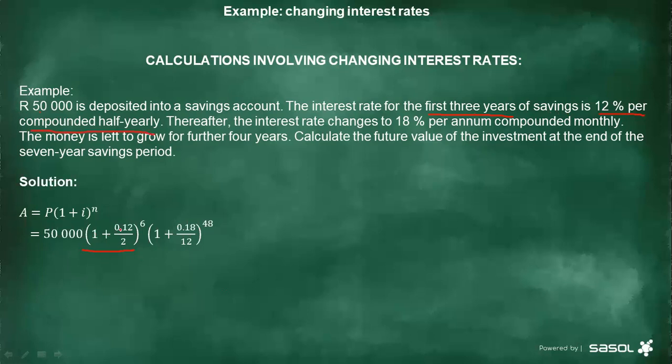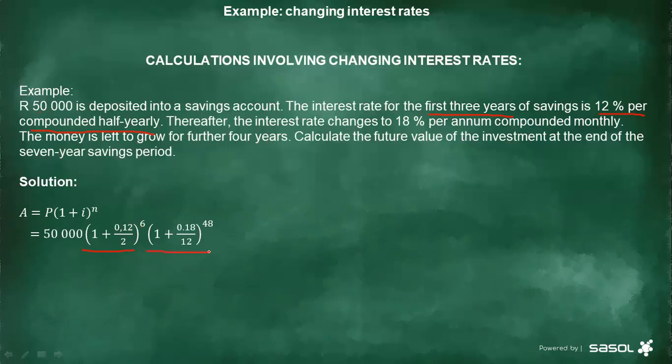Now it's 1 plus, what is the interest rate for the first 3 years? It is 12%, right? And then you divide by 100, which gives us 0.12. Now, because it said per annum compounded half yearly, and we agreed that half yearly is 2, we divide by 2. And then how many years? 3 years times 2, which gives us 6.